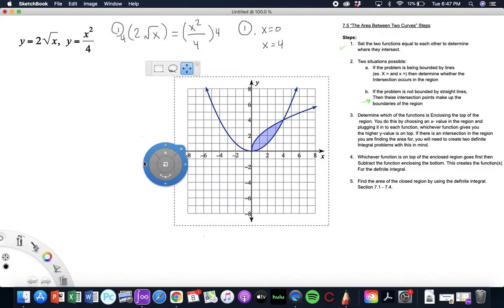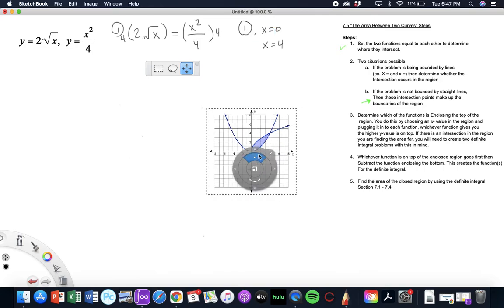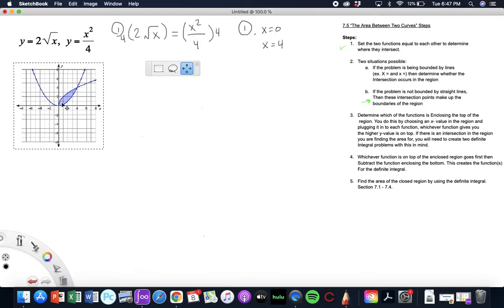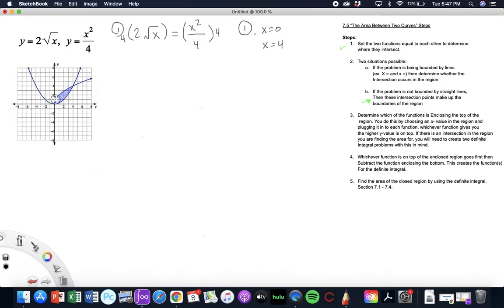Okay, so here is the, I'm going to make it a little bit smaller here. So here's the actual graphic that we're finding the area for, the region we are finding the area for. And you'll notice that it has an intersection point at 0 right here, and it has an intersection point at 4, and that enclosed area makes up the region we're finding the area for. So we just have to go about our steps here. We have to figure out which is the top function.